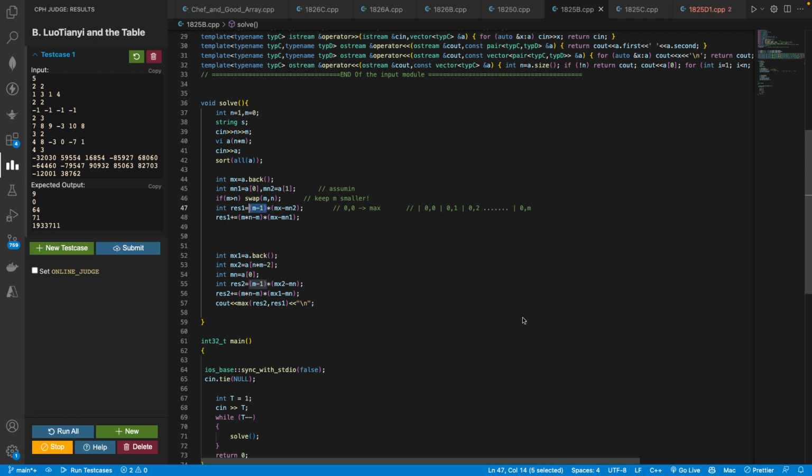Now, what about the remaining rectangles? In total, there were m into n rectangles, and we already talked about the m rectangles in totality. So the remaining is m into n minus m. For them, the minimum number, that is mn1, would be considered. So this is res 1.